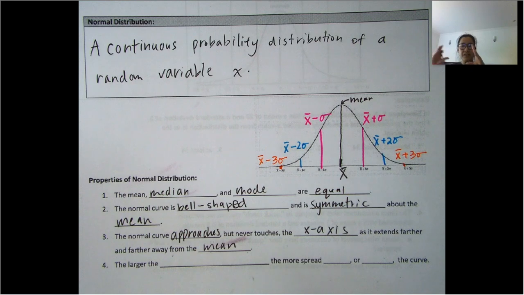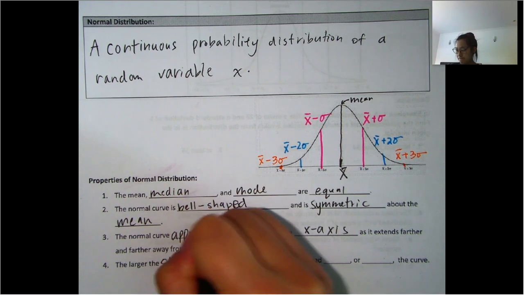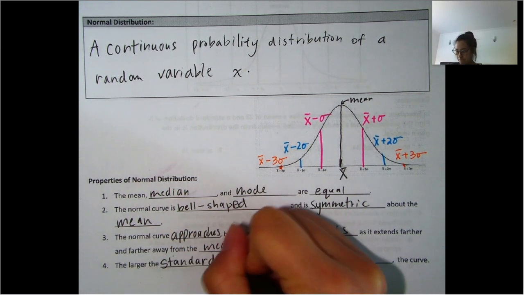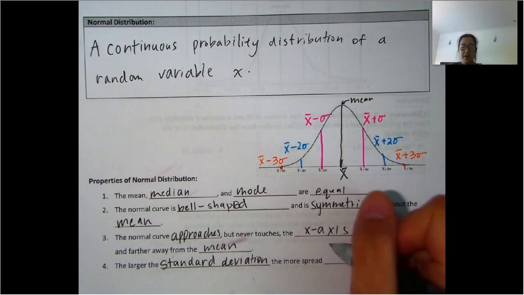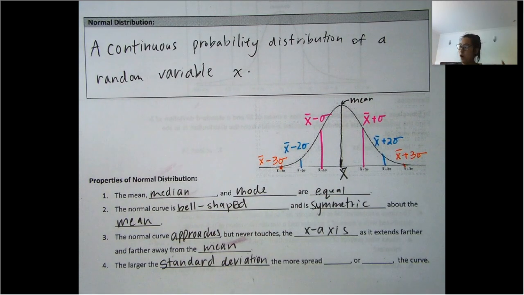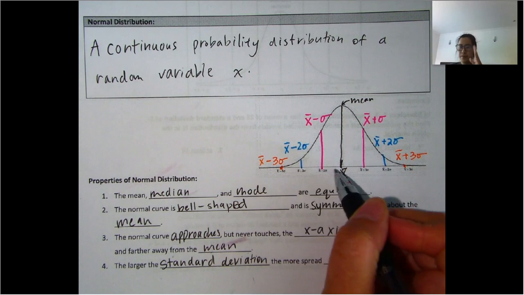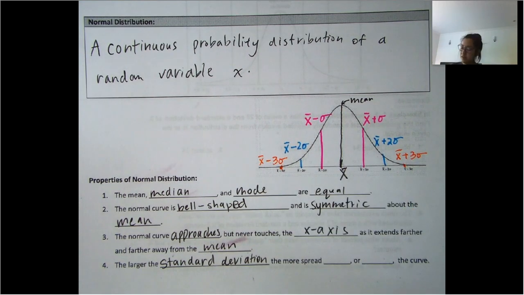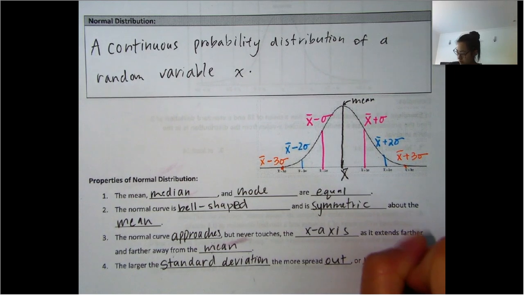Okay, and as I said, this can be scaled larger or smaller. So if you have a larger standard deviation, then the more spread out or the wider the curve is going to be. If you have a larger standard deviation, that means that this is, of course, further from the mean, and so then it would be wider. So the more spread out or wider the curve.